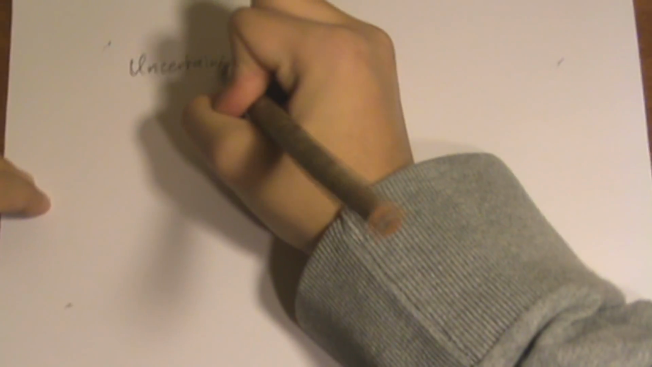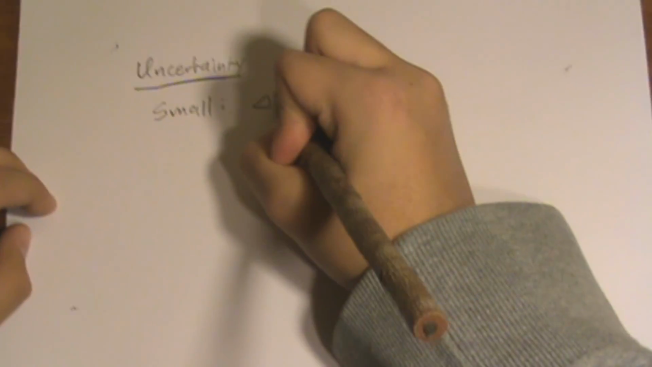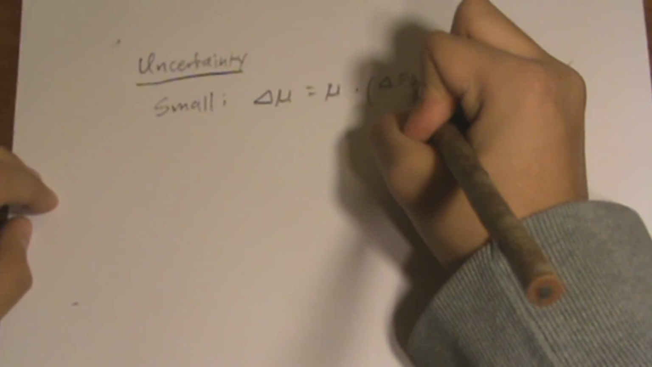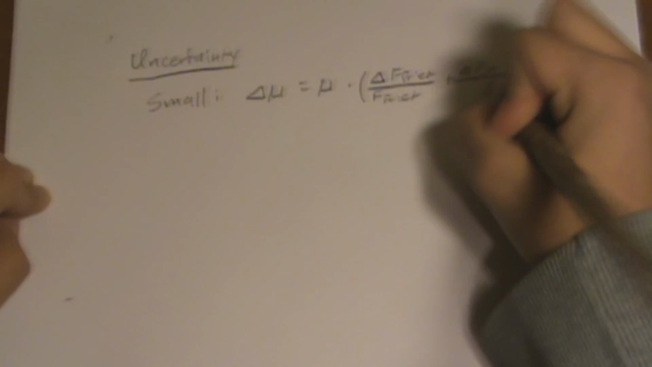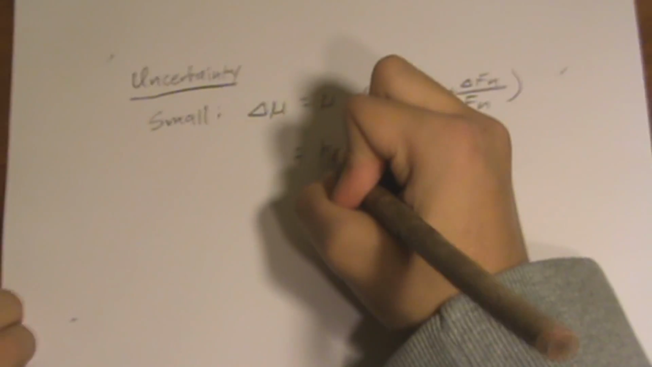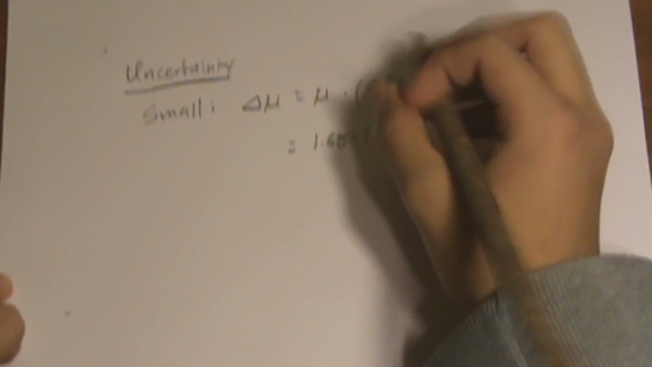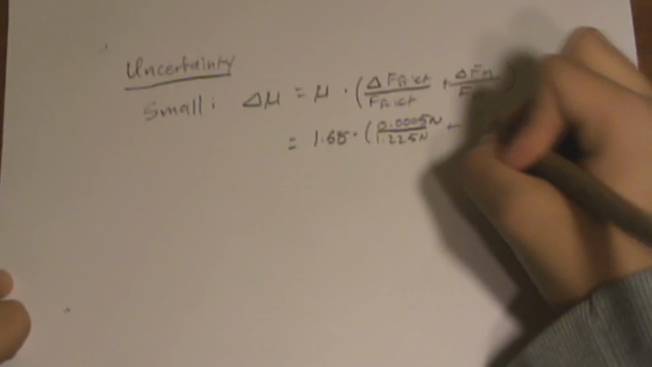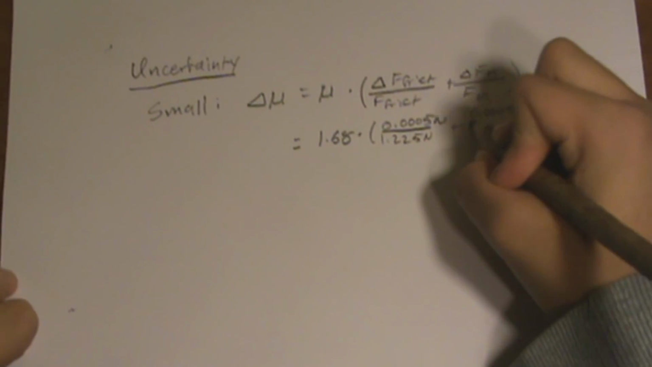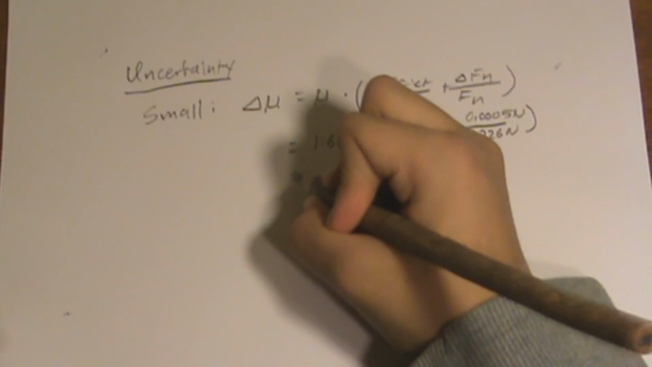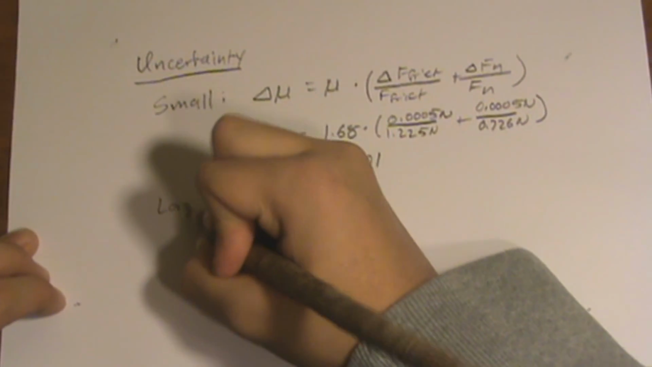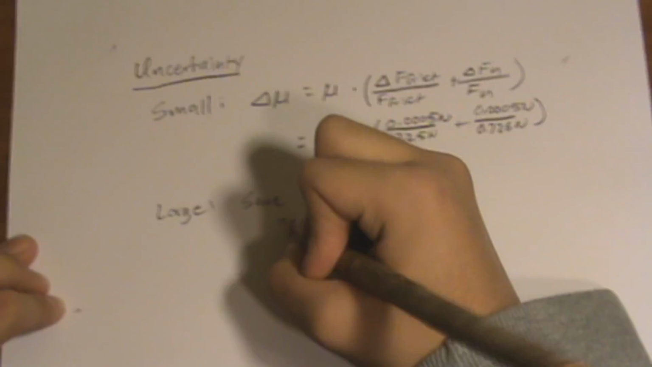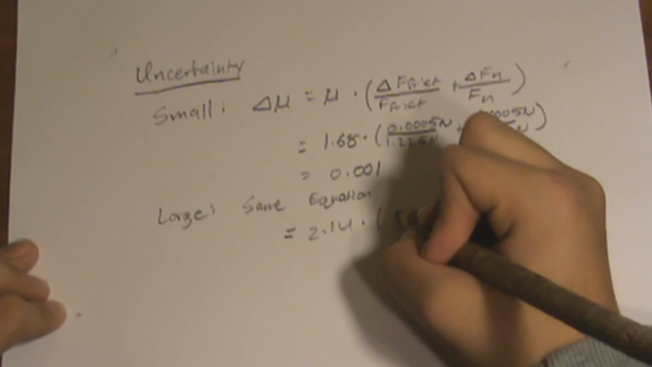For finding the uncertainty, we first found the small uncertainty, which the equation was the uncertainty of mu equals mu times, in parentheses, uncertainty of friction over force of friction, plus uncertainty of normal force over normal force. After plugging everything in, we got 0.001, which was the uncertainty of mu for the small one.